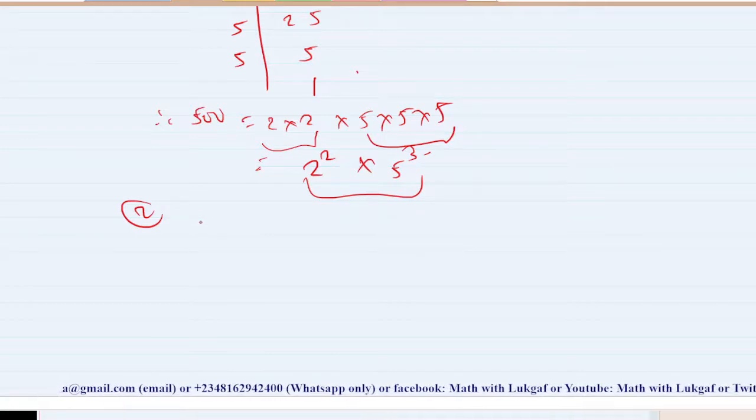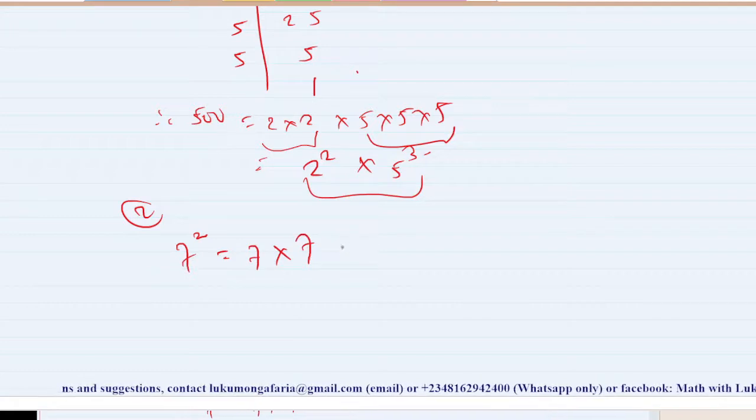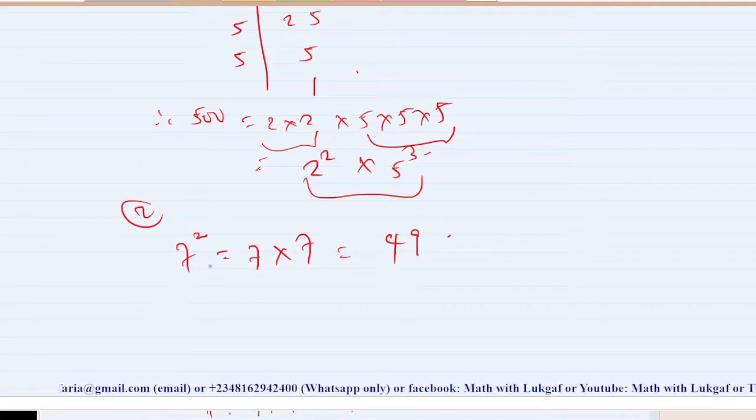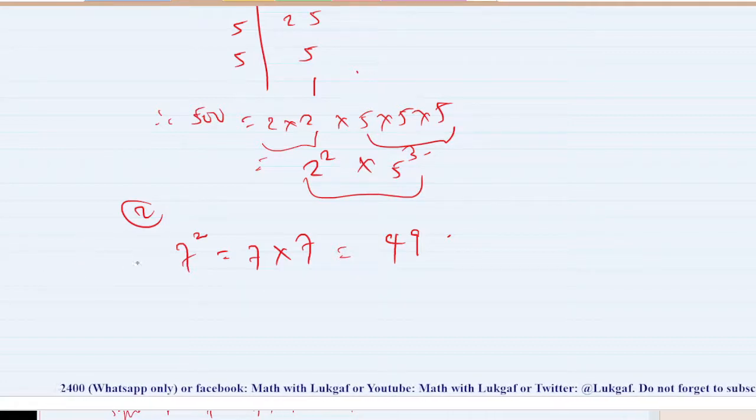If you've forgotten, let me remind you, remember that the square of a number is the product of the number and itself. For example, 7 raised to power 2 is the same thing as 7 squared. That is 7 multiplied by 7. You know 7 multiplied by 7 here is 49. You understand now? So that is the square of 7.